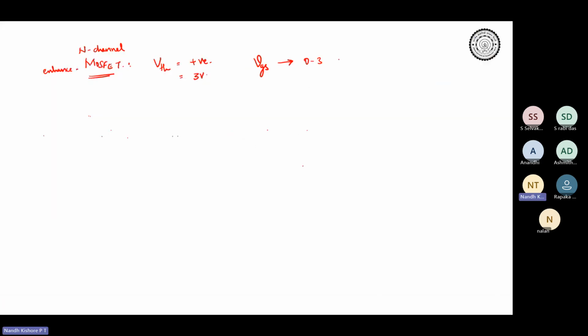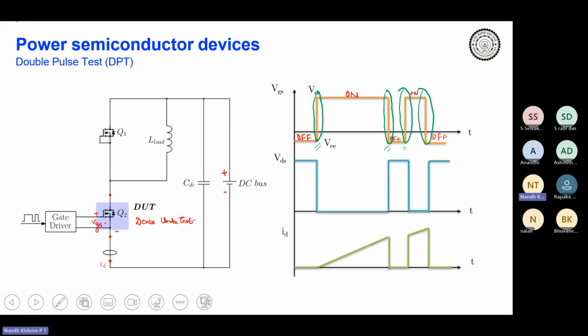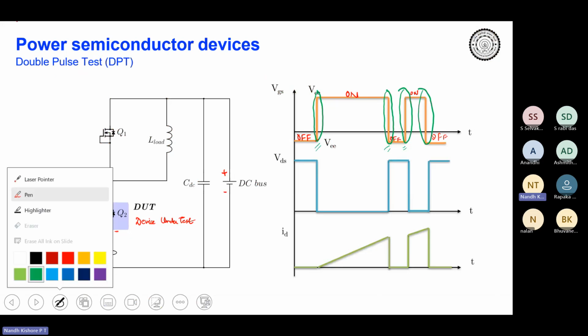What we do is we generally have somewhere between -5 to +15 volts. Generically, if you take Si devices or even SiC devices, we generally have gate source voltages ranging from -5 volts to +15 volts. So when the device is off, you can understand that VEE, as we call it, is held at -5 volts.